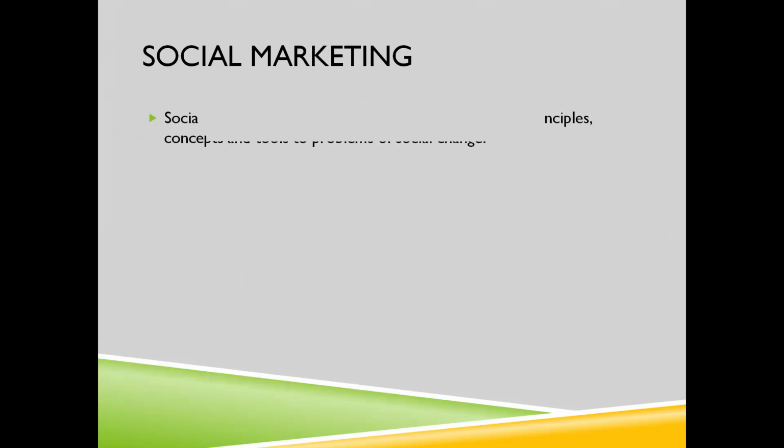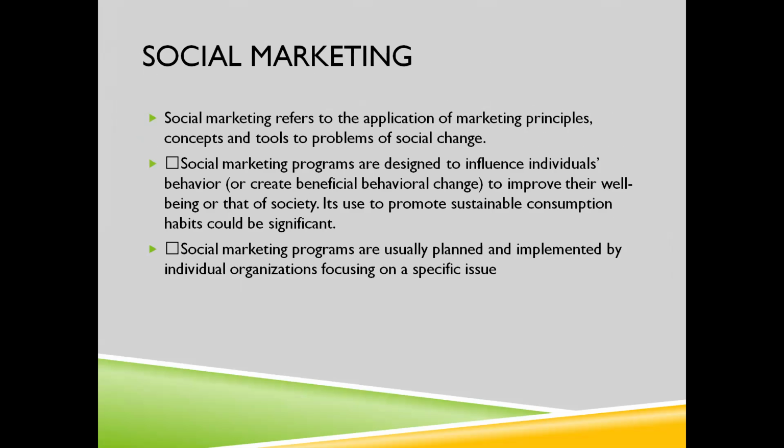Social marketing refers to the application of marketing principles, concepts, and tools to problems of social change. Now, social marketing programs are usually planned and implemented by individual organization focusing on a specific issue. That's what I started with you, the social media marketing program.